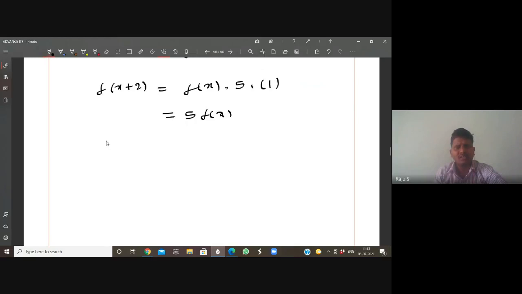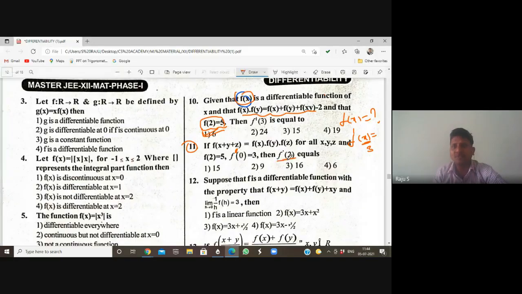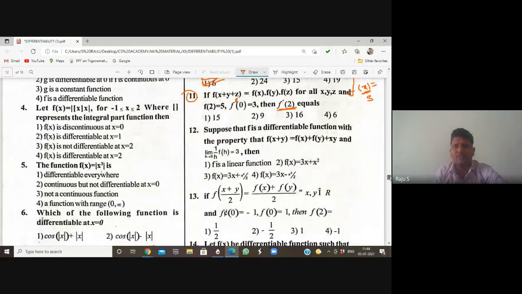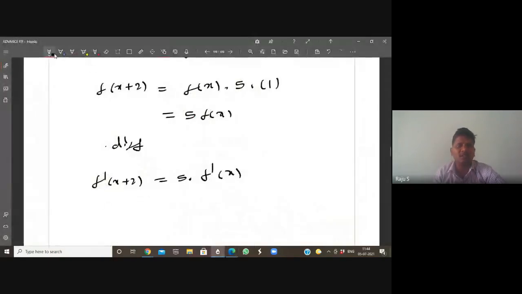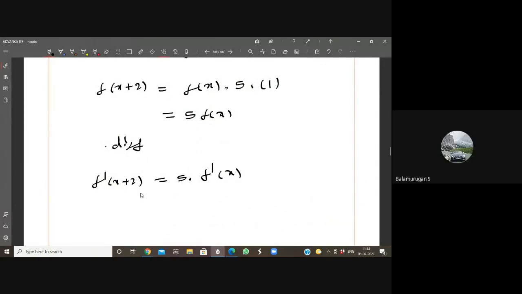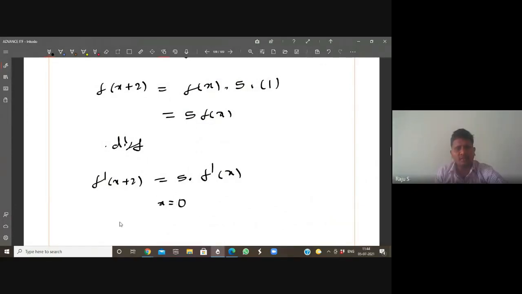Now all of you differentiate. When I differentiate on both sides, f dash of x plus 2 is equal to 5 into f dash of x. But what is the required answer? My f dash of 2. We need to find f dash of 2. So here we got this condition. For that, what shall I do here? Student, anyone? x is equal to 0. Okay, substitute x is equal to 0 here. f dash of 2 is equal to 5 into f dash of 0.